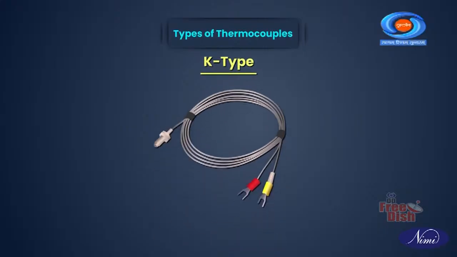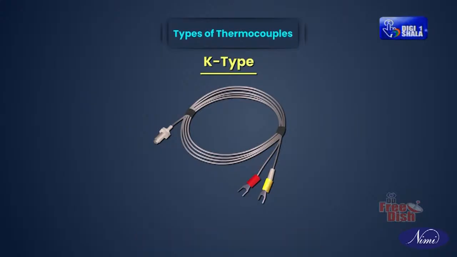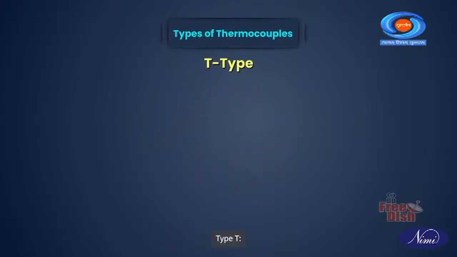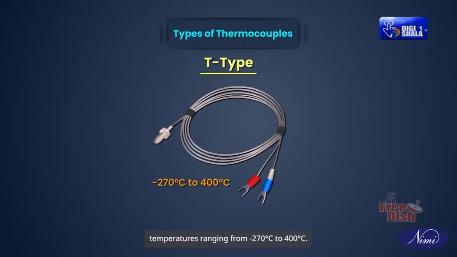Type K. This is the most widely used thermocouple type. It covers a wide temperature range and is suitable for general-purpose applications. Type T. Type T thermocouples are suitable for temperatures ranging from 270 degrees Celsius to 400 degrees Celsius. They have good resistance to corrosion and are often used in cryogenic applications.